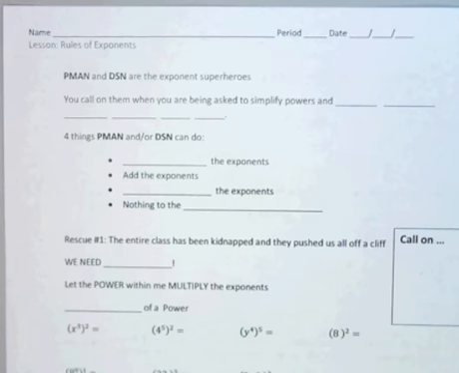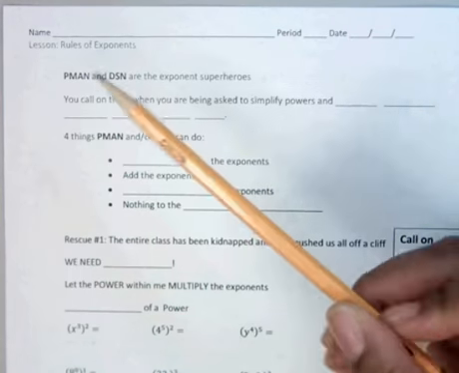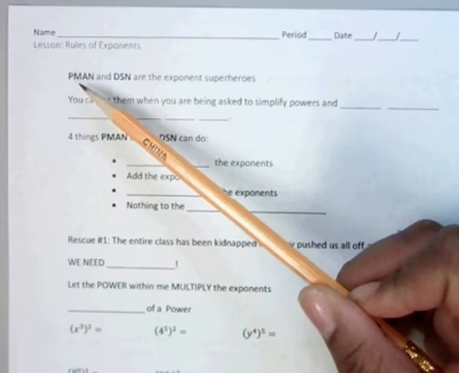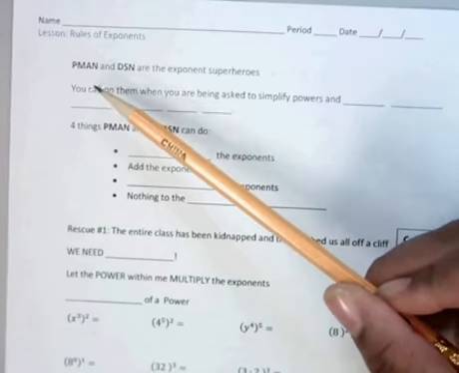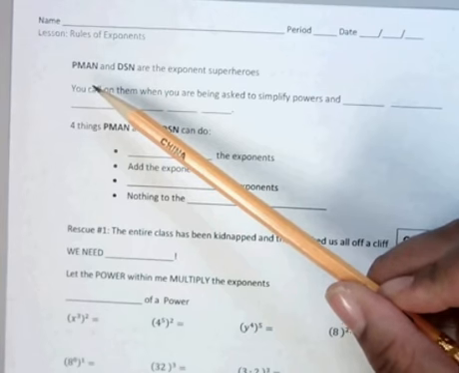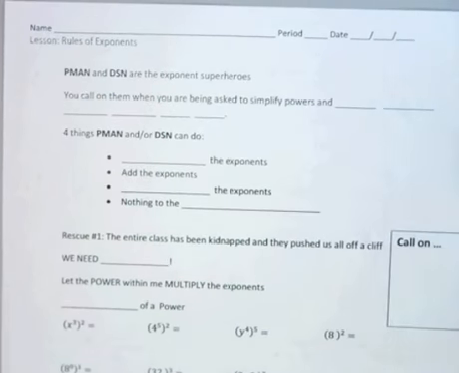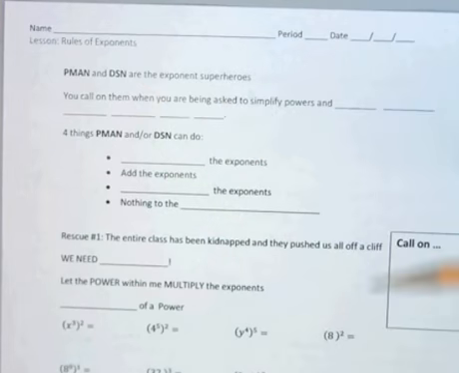The exponent superheroes. They are P-Man and DSN. I tried to do Superman, but he cost too much, so he sent his cousin P-Man, and this is his sidekick DSN. Okay.